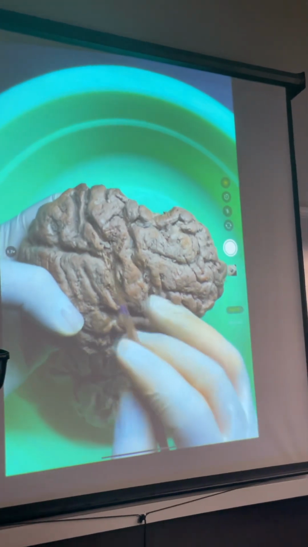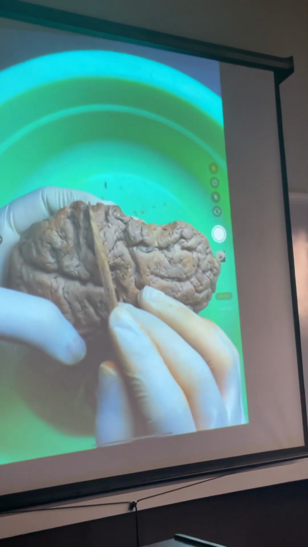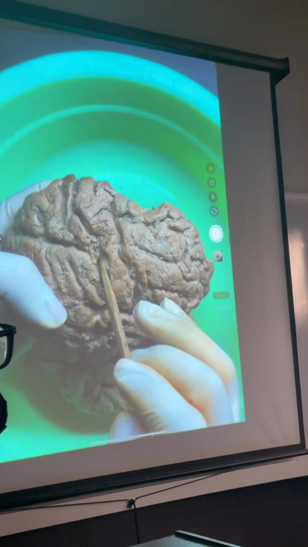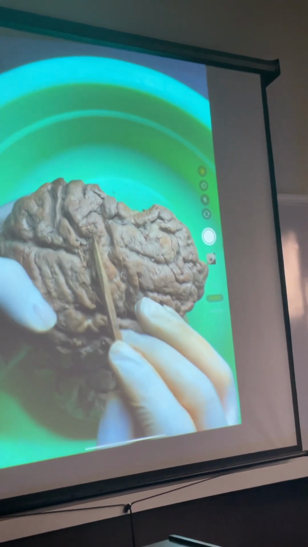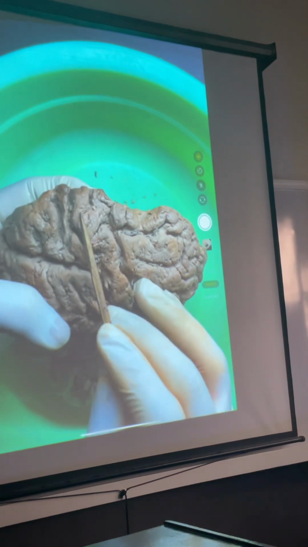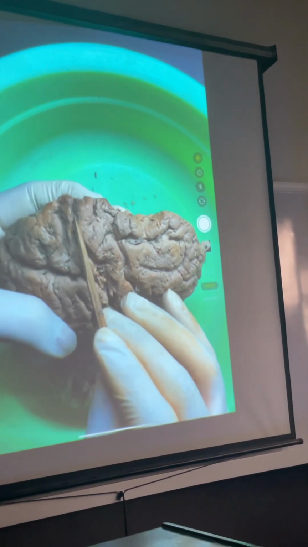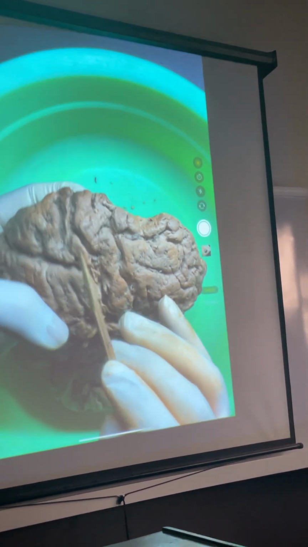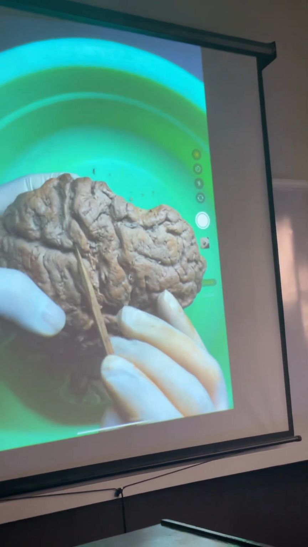So, once again, this is the central sulcus of Rolando. Anteriorly, it's the pre-central gyrus and the pre-central sulcus. Posteriorly, of the central sulcus of Rolando, you have the post-central gyrus and the post-central sulcus.